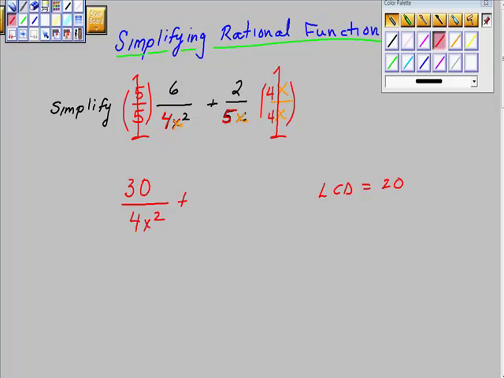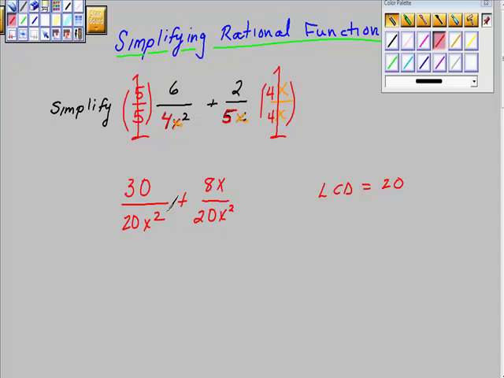Plus, and let's do this, 2 times 4x is 8x, isn't it? 8x. And then 5x times 4x is 20x squared, right? So here is also 5 times 4 is 20x squared, so 20x squared, right?